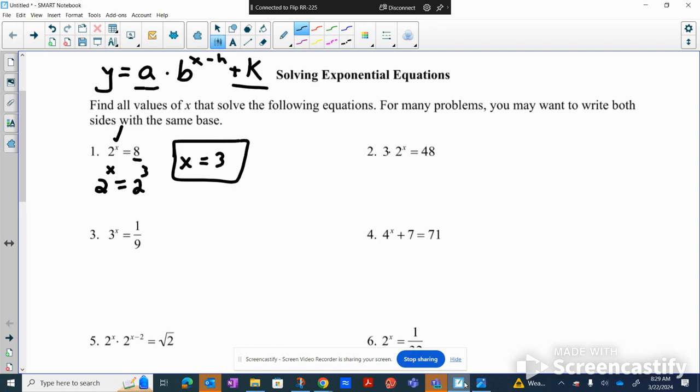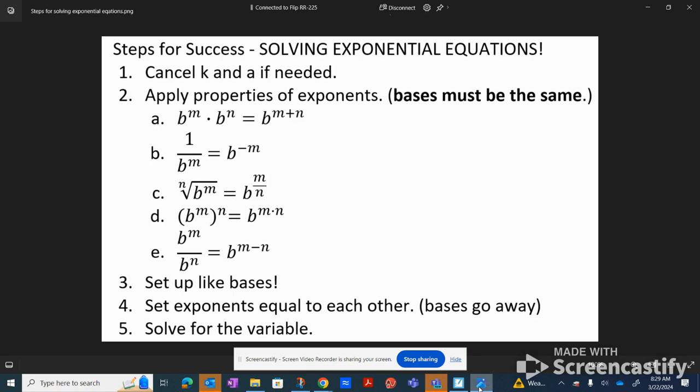Okay, the base on the left is 3. And so we're going to make 9 into base 3. Well, that's going to be 3 squared, which is the same as 9. Now that we have like bases, we can now apply the property. Going back, the property states that if you have a base with an exponent in the denominator, you can move it to the numerator and you'll change the sign of the exponent.